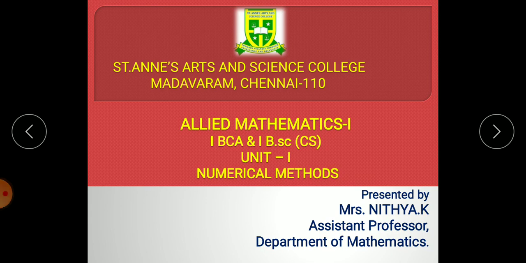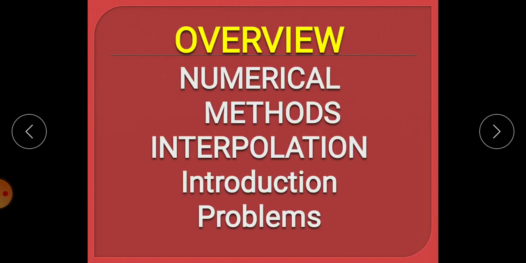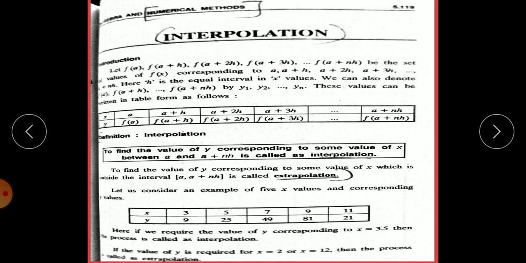Today we are going to see the Unit 1 numerical methods. In that numerical methods we are going to see the interpolation as well as the problems also. So interpolation is basically an interval. Between the intervals, if you are finding the values, that is called the interpolation, and outside the interval, if you are finding the values, that is called the extrapolation.